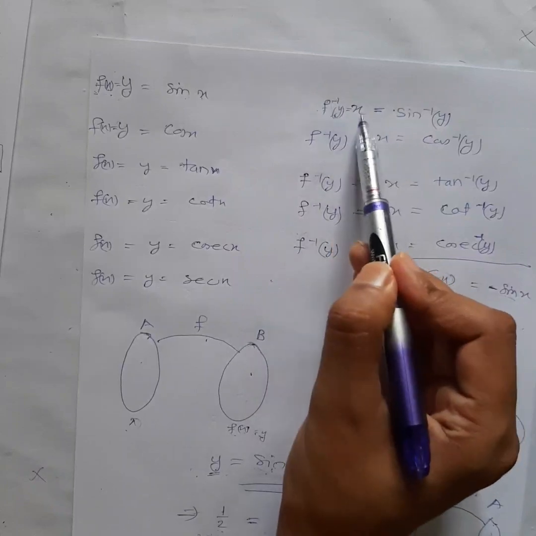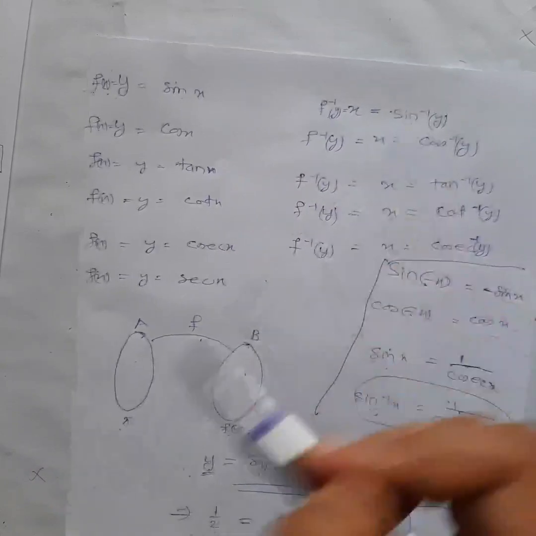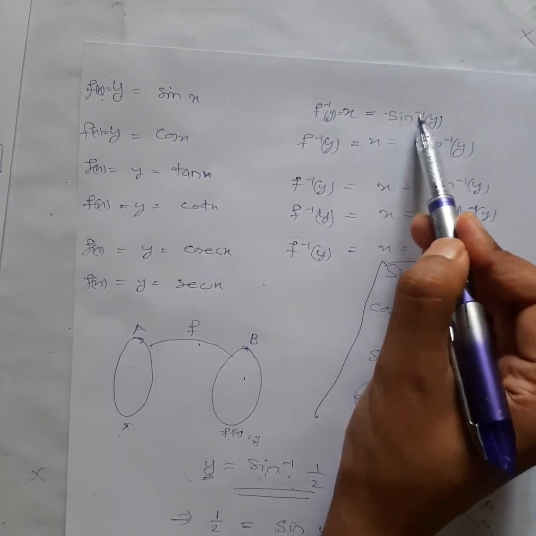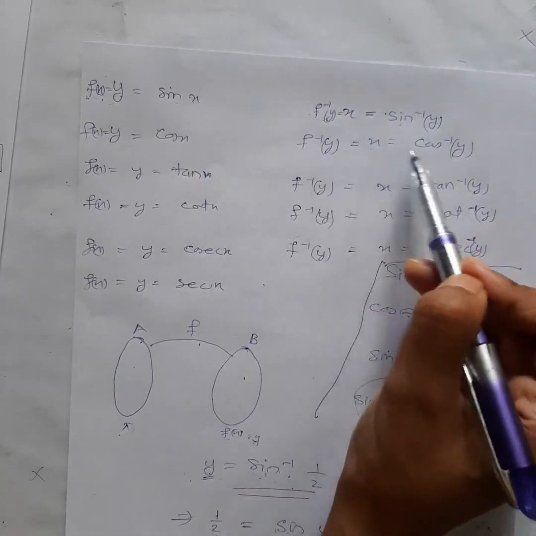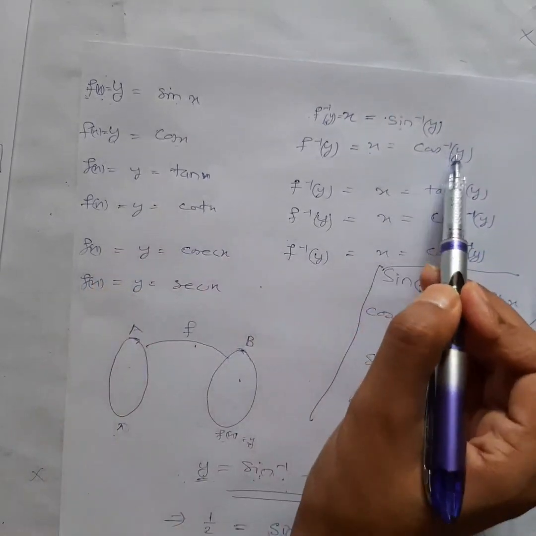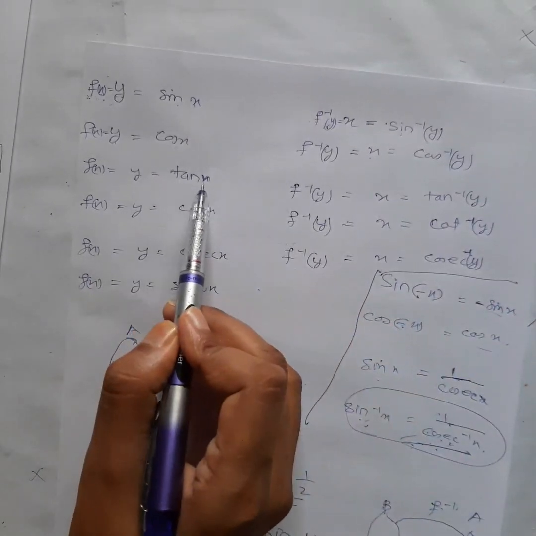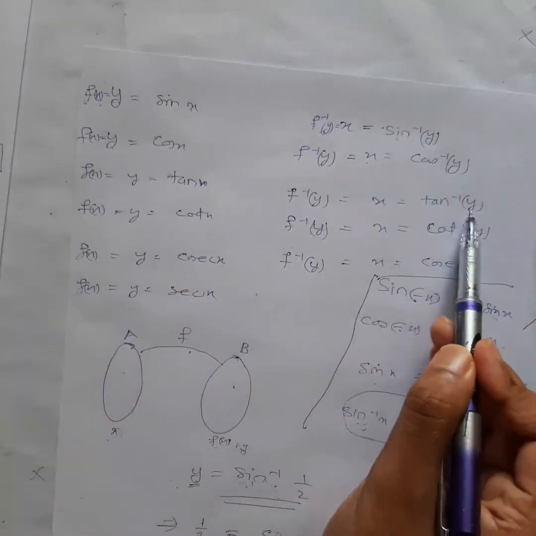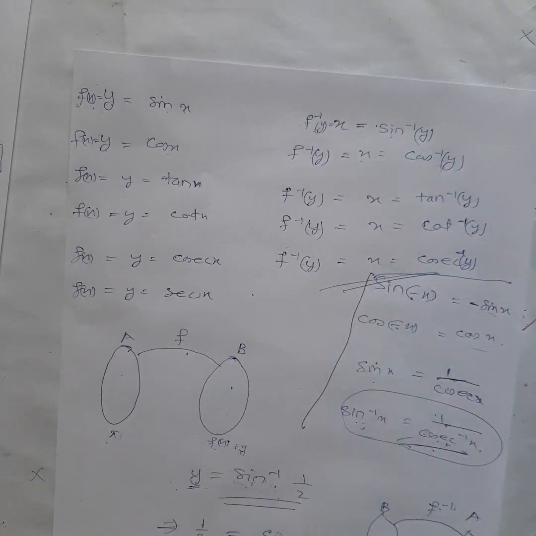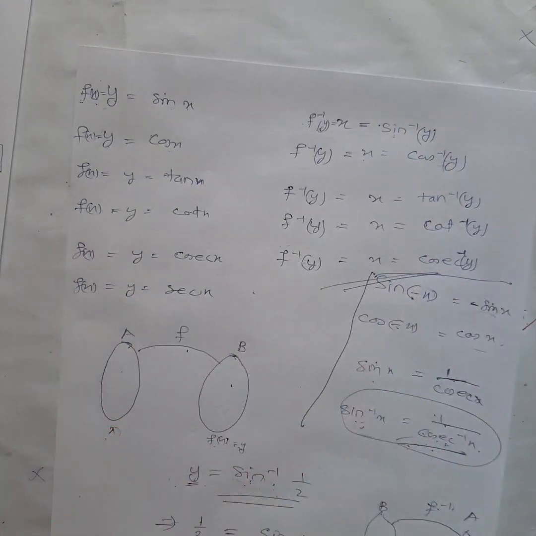F inverse y equal to x, just now we have studied, in terms of trigonometry function how we used to represent sine inverse y. X equal to sine inverse y. If it is y equal to cos x, then x equal to cos inverse y. If y equal to tan x, x will be tan inverse y, like that. These are all notations, so try to understand this one. To solve, again I repeat, we will convert inverse into normal trigonometry function and then we will solve.